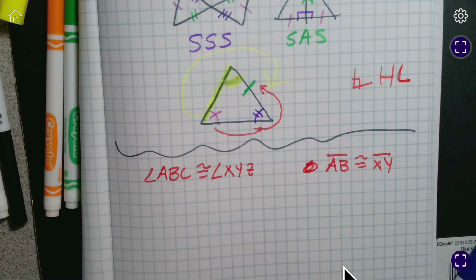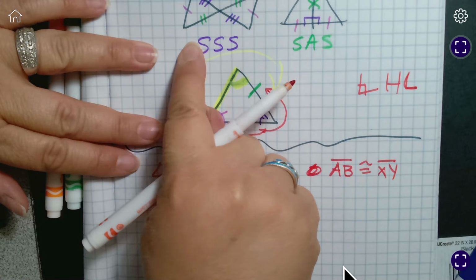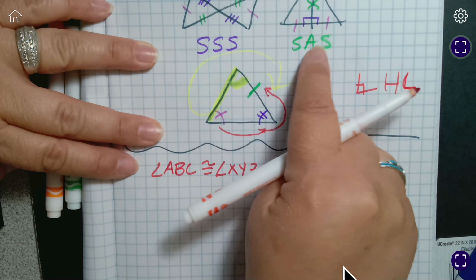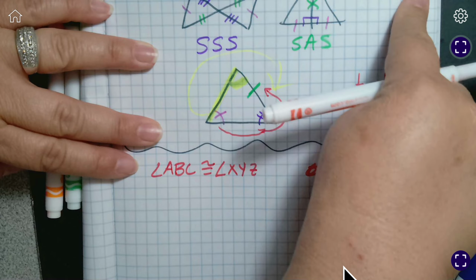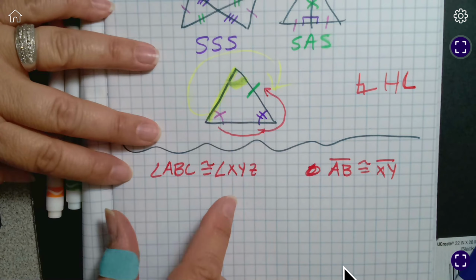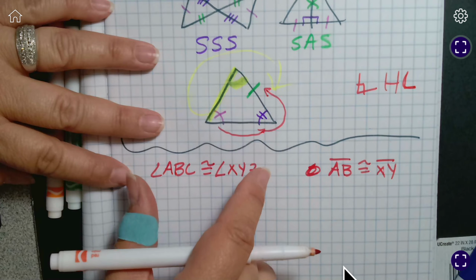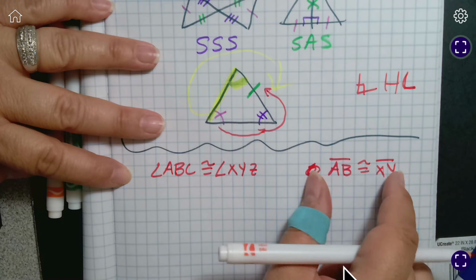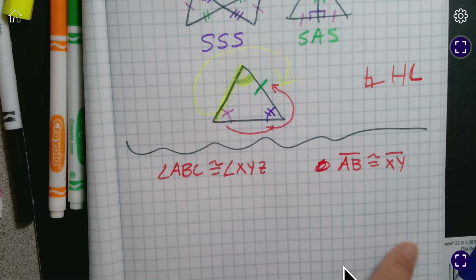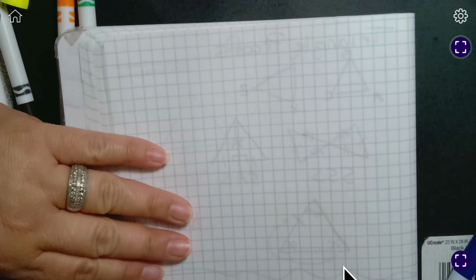And then after you're done finding them, you figure out which one it is. Is it side, side, side? Is it side, angle, side? Angle, angle, side? You look at the shape, and then you figure it out. But you need to focus on finding congruent angles and congruent sides. Does that make sense? And you need three. So, to find congruent angles.